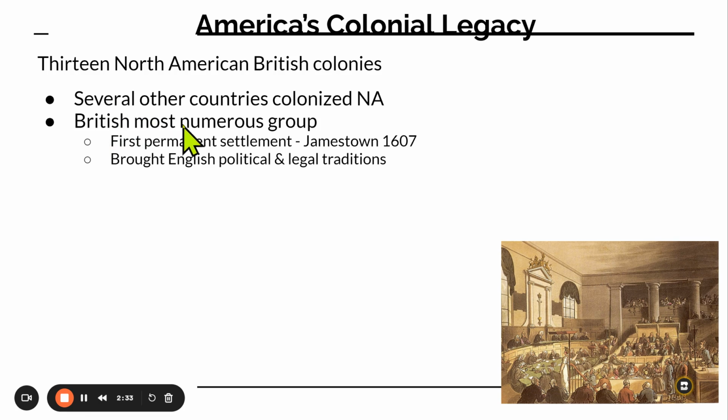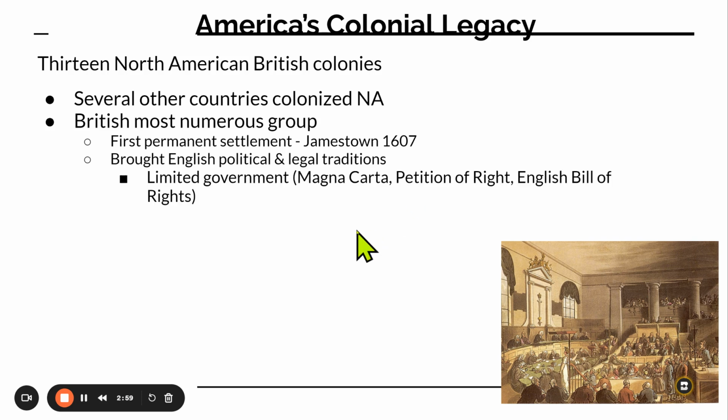And while I do say British are the most numerous group, and I do mean British here because that would include not just people who were English, but also Scottish, Irish, Scots-Irish, Welsh. Whoever they are, the political traditions and the legal traditions they bring with them are decidedly English. And political traditions like limited government.